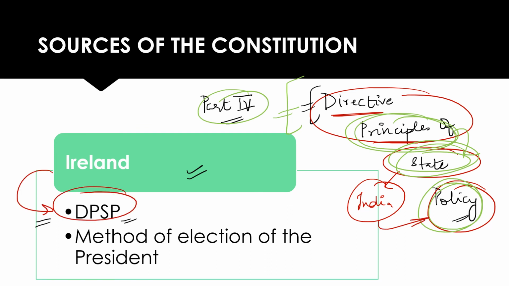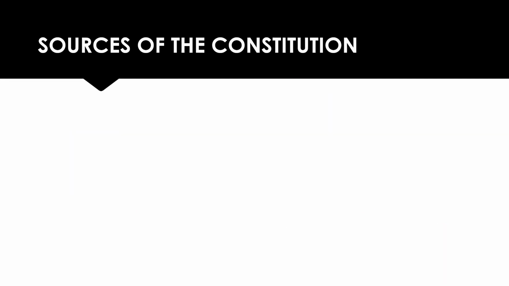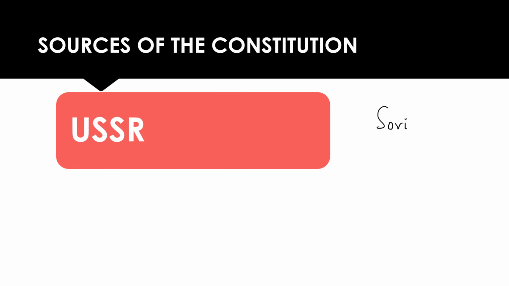And this is something that we receive from the Irish Constitution. Also, the election of the president. As you know, India is a republic, right? So we call India the Republic of India, right? So India is a republic, which means that we have an elected head of state. And the head of state is the president. So the manner in which he is elected is adopted from the Irish method of the election of the president.